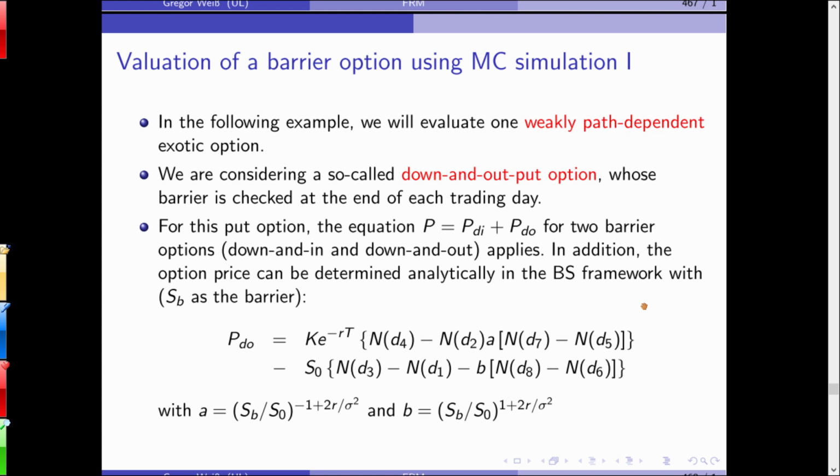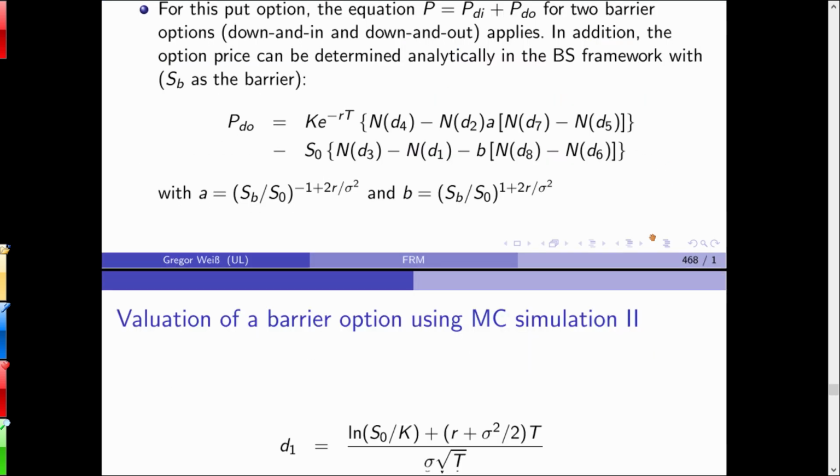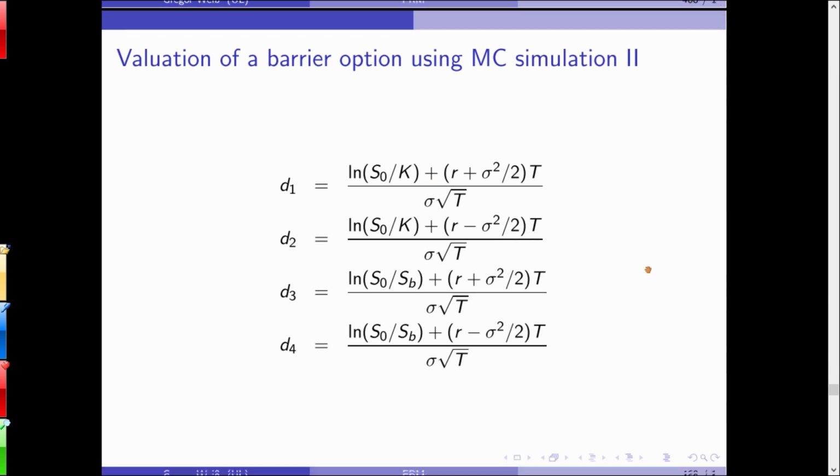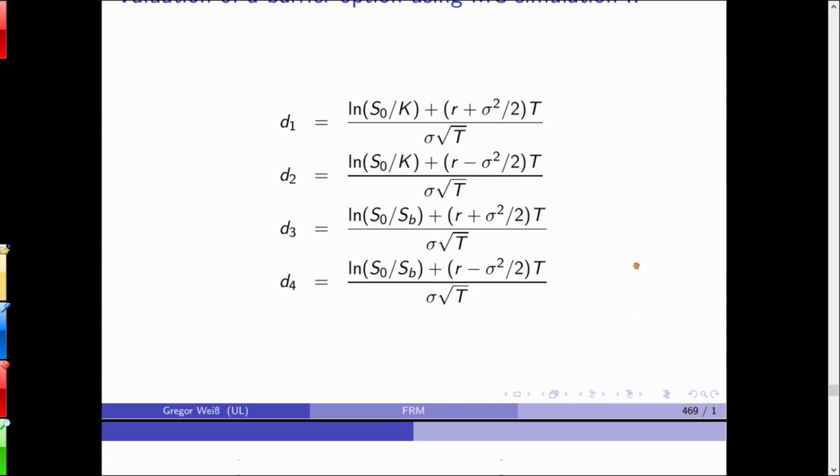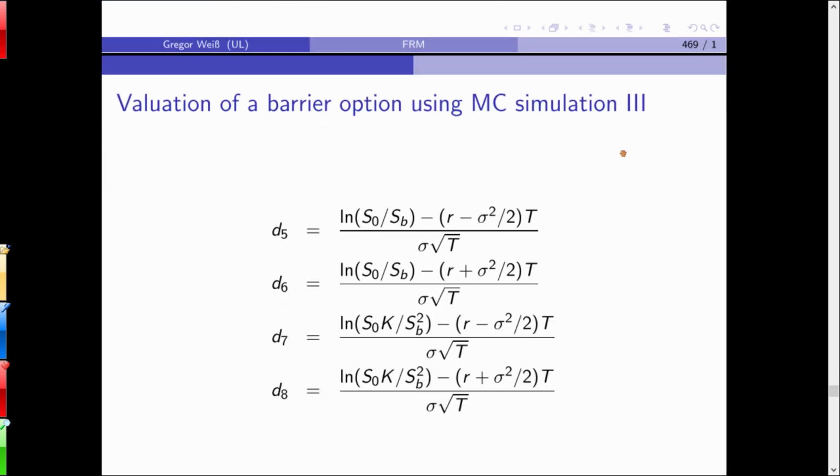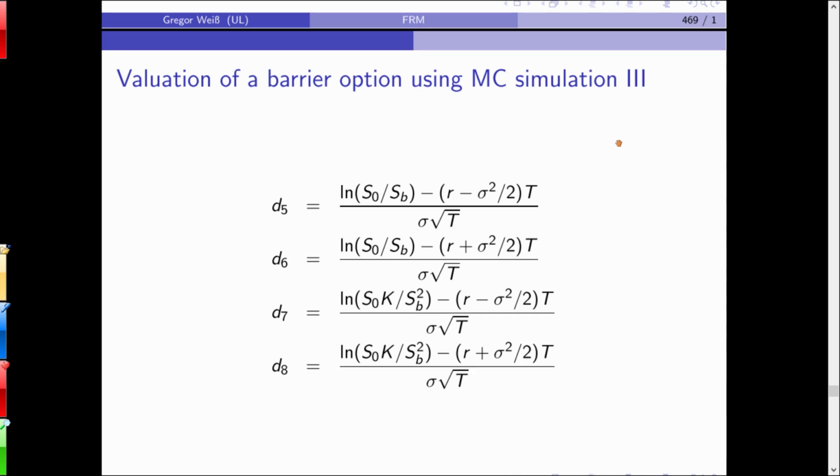You need the standard normal distribution. You need to calculate D1, D2, D3, D4, D5, and so on. And again, afterwards, you simply plug it into the formula, calculate the price, and you have your Black-Scholes down and out price. This is how D1, D2, D3, and D4 look. They are almost the same. You only have some signs that change.